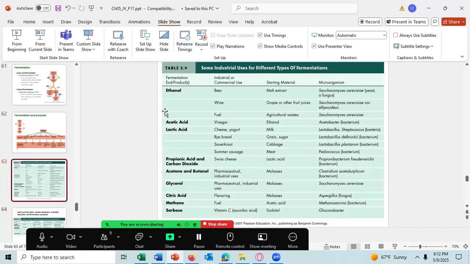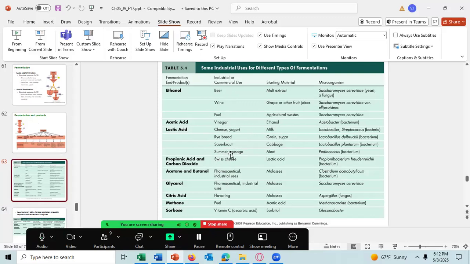Some of the different fermentation reactions, their industrial or commercial use, like lactic acid fermentation, making rye bread, most cheese, like cheddar cheese and most other cheese, not Swiss cheese, yogurt, summer sausage, sauerkraut, chocolate, and acetic acid making vinegar. It starts actually from using ethanol to make the vinegar. Acetobacter, I got that wrong. I was thinking it's Enterobacter.